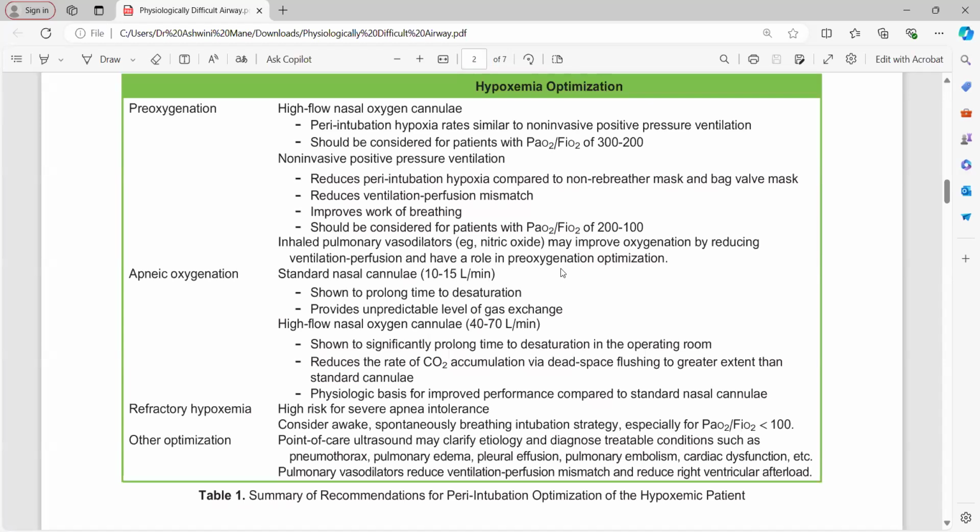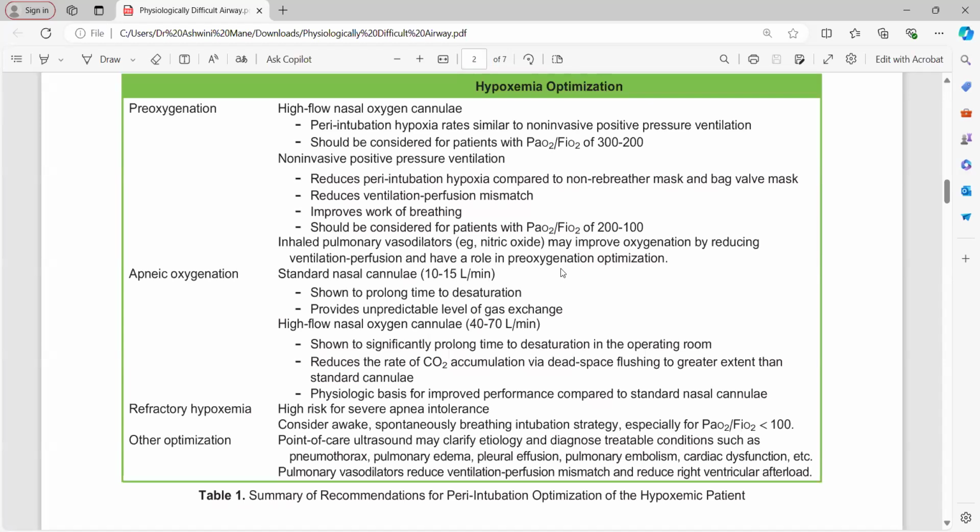Now, the next strategy that can be used is apneic oxygenation. Apneic oxygenation can be delivered with a standard nasal cannula at a flow rate of 10 to 15 liters per minute, and it is shown to prolong time to desaturation, though it provides an unpredictable level of gas exchange. For apneic oxygenation, we can also use a high flow nasal oxygen cannula, which provides a flow of 40 to 70 liters per minute. It has been shown to significantly prolong time to desaturation in the operating room. It reduces the rate of CO2 accumulation by dead space flushing to a greater extent than a standard cannula, which is the physiological basis for improved performance compared to standard nasal cannula.